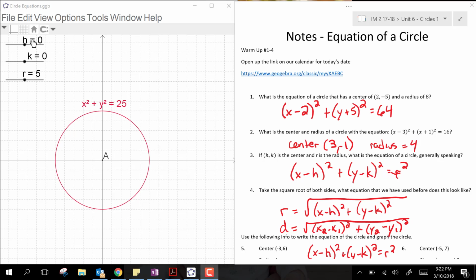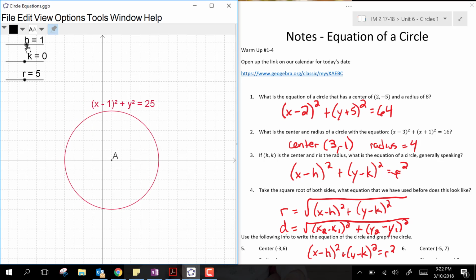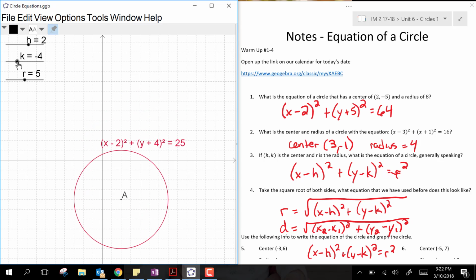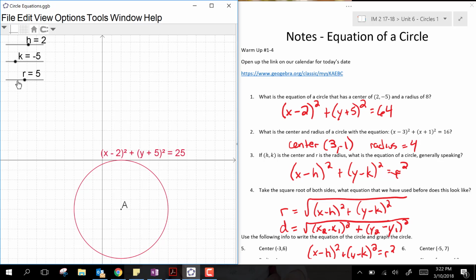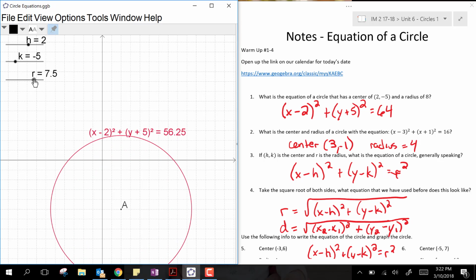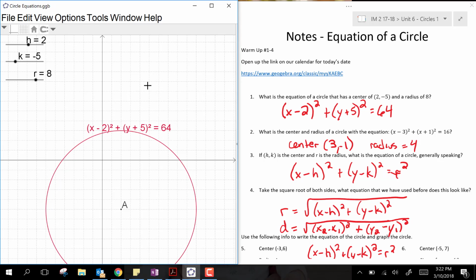So if you remember, our h and our k were the center, or the vertex, of our parabola. Now they're the center of our circle. So we move it 2 to the right, because that's what this says, 2 to the right, and down 5, just reading the coordinates, and a radius of 8. There we have our circle, and we have our equation that goes with it.